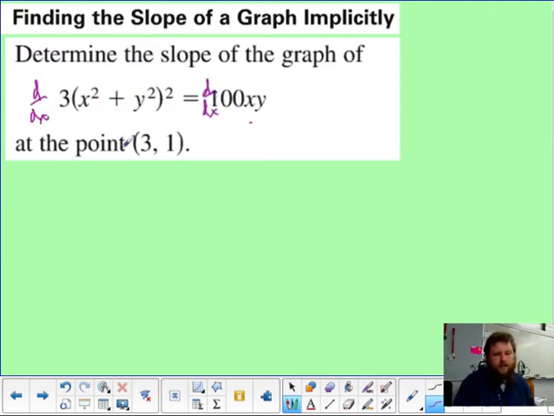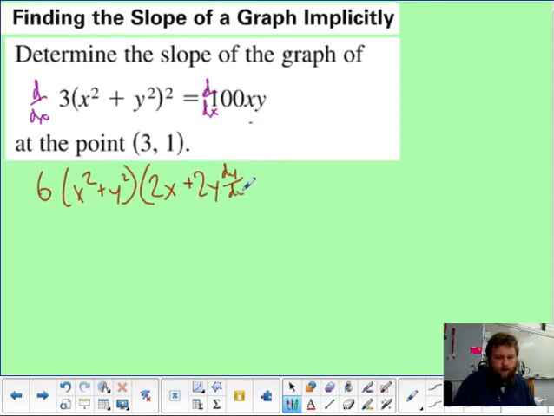So differentiating the left side, and this is going to require the chain rule. It's going to be 6 times x squared plus y squared, and then times differentiating the inside. So it'll be 2x for x squared, plus 2y dy/dx for y squared. That's going to equal 100 times the product rule right here.